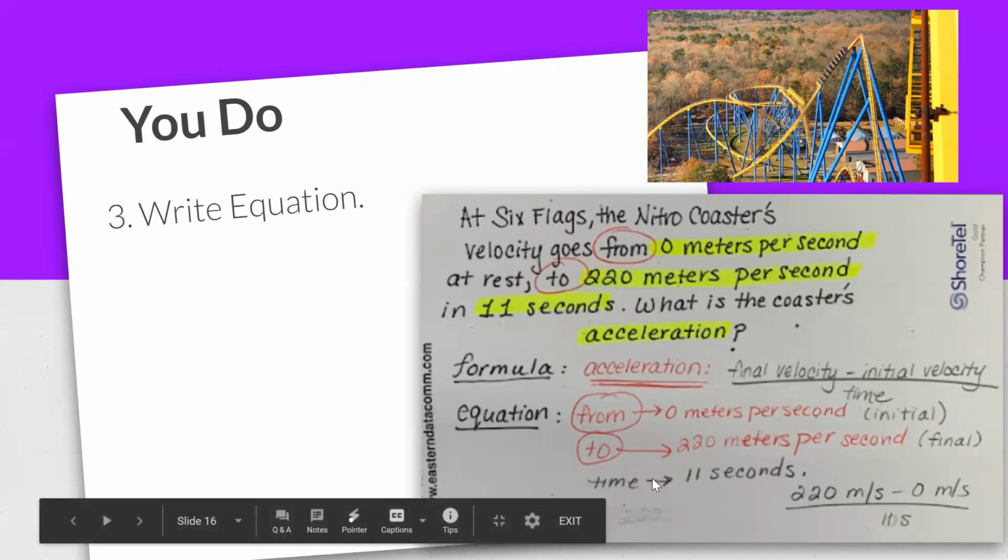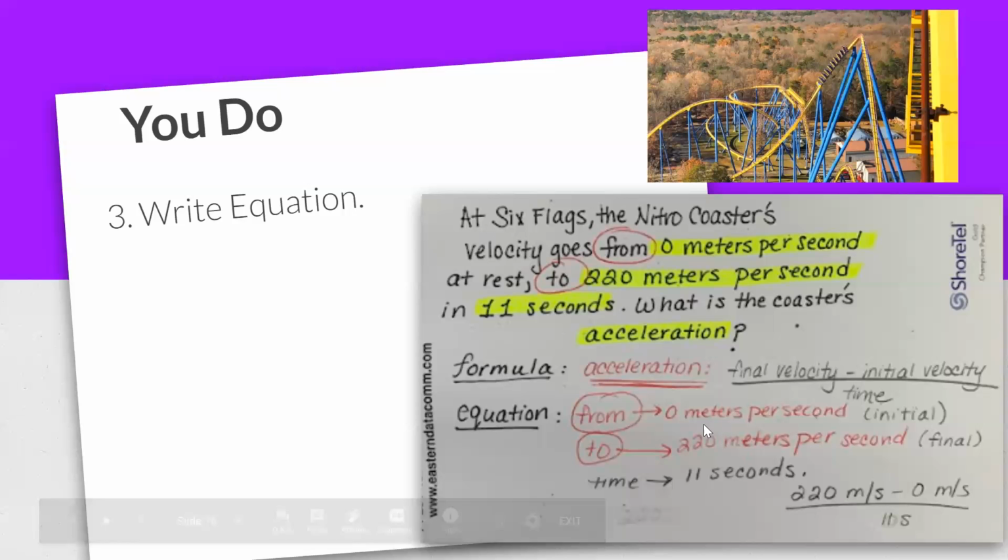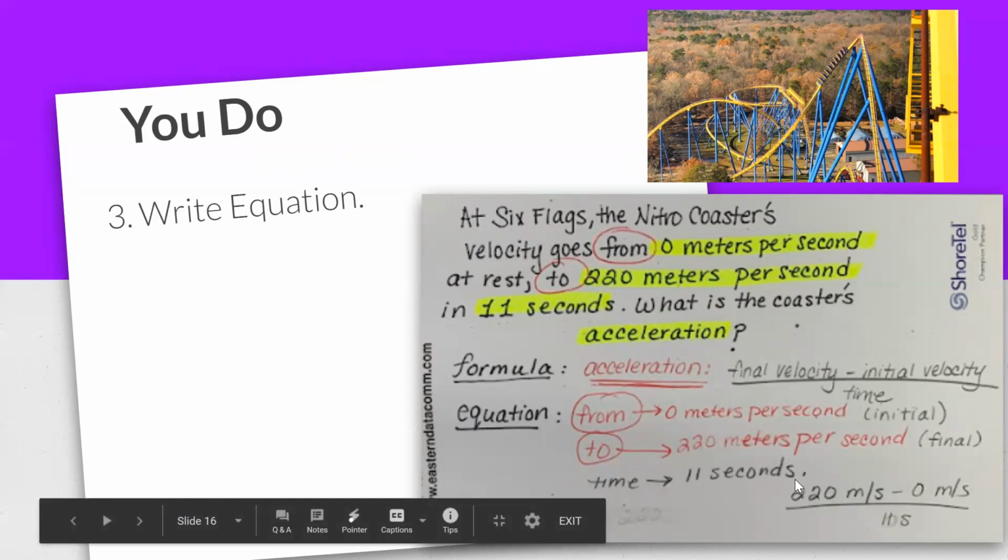And then we just documented our time, which was 11 seconds. So then we wrote our equation. Our final velocity was substituted as 220 meters per second, and our initial velocity was 0 meters per second, over 11 seconds, because that's our time.